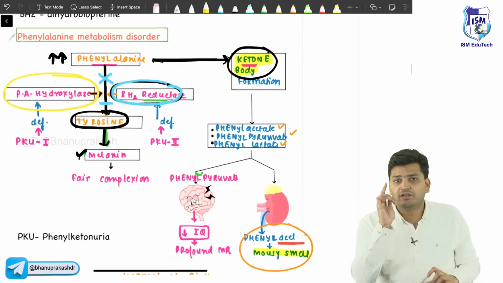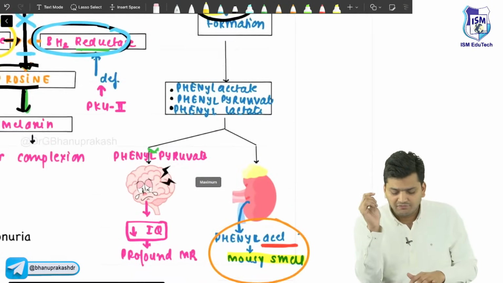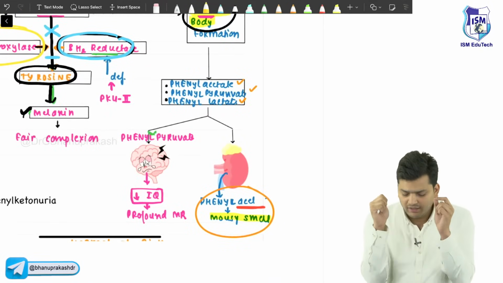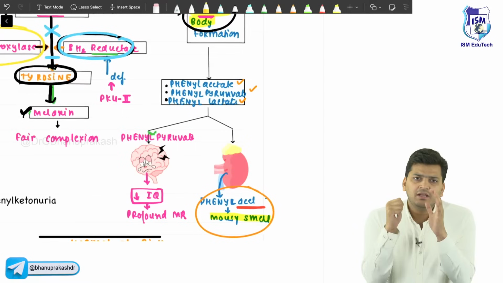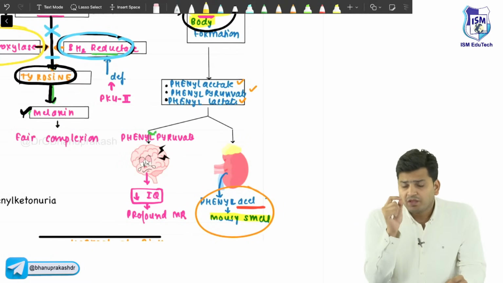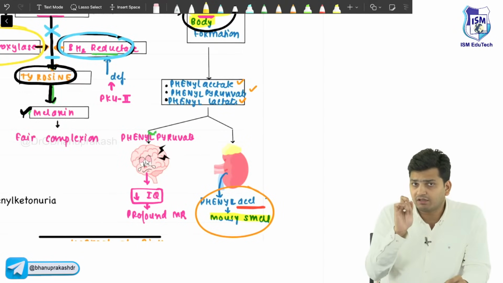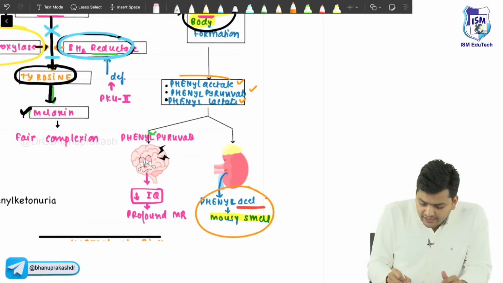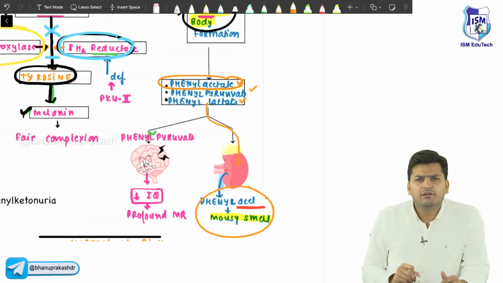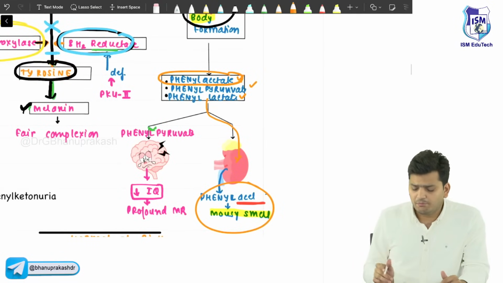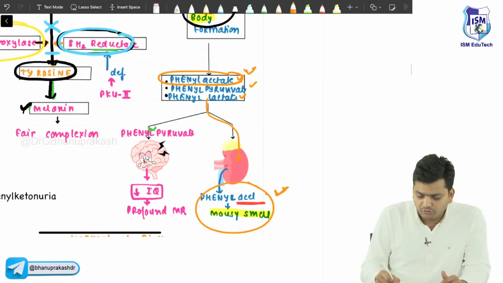And the ketone version. What are the ketone bodies that are made? Phenylacetate, phenyl pyruvate, phenyl lactate. They will be formed. Now, what is going to happen is this phenylacetate. Now, listen to these words. These are the crucial words. Phenylacetate comes in the urine and it has a very bad smell. Smells like mouse. There is going to be a mousy smell in the urine because of which molecule?